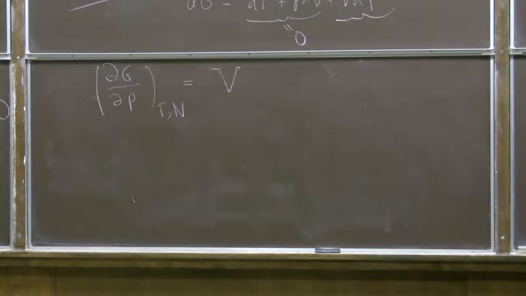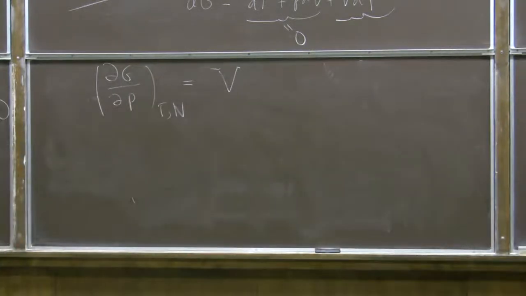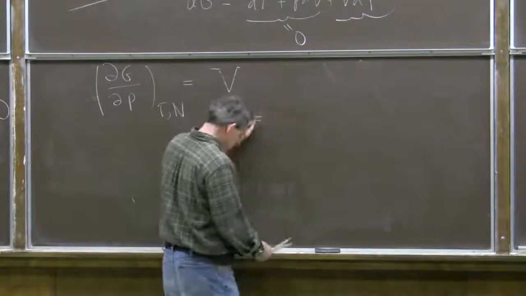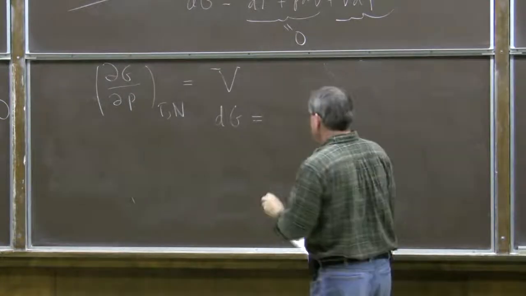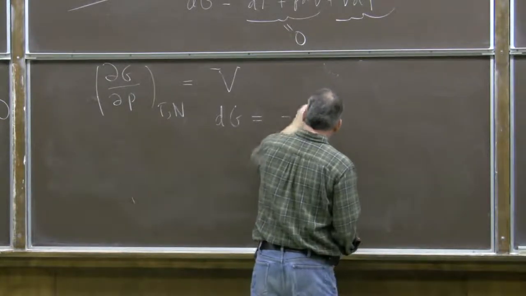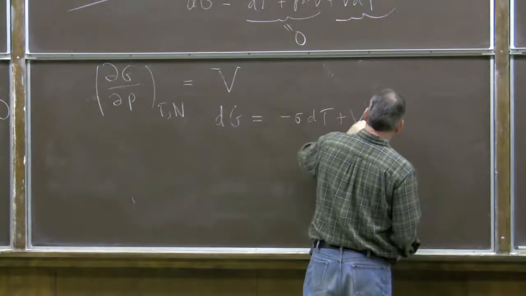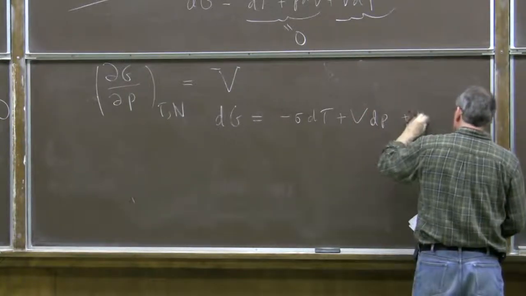So I can write down another thermodynamic identity describing the first order change in the Gibbs free energy, where now I'm considering the independent variables to be temperature, pressure, and number of particles. Namely, dG is equal to minus sigma d tau plus VdP, and then plus mu dN.